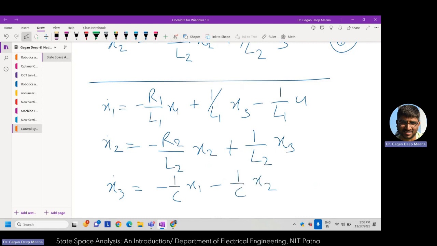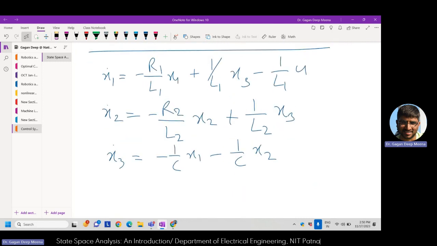So this is the general state space representation in the form of x dot equals f of x, u. If you notice here, this particular equation is nothing but a function of x and u. So it is a function of state variables and input variables. And similarly, you can also write the other two equations in this fashion. And these three equations are first order differential equations.